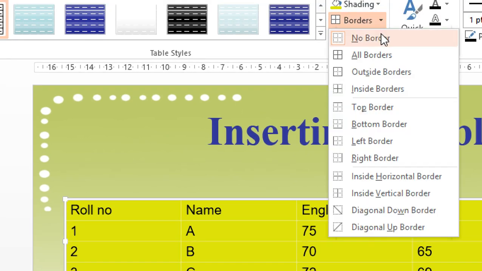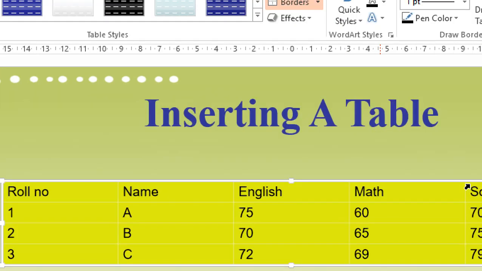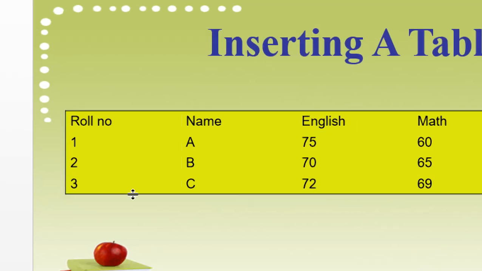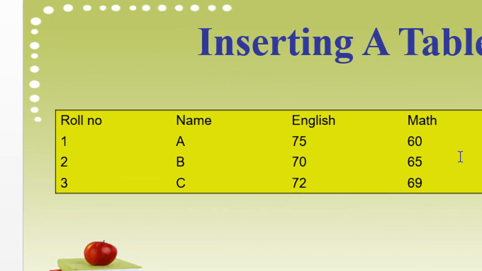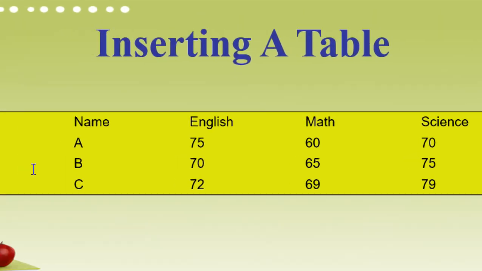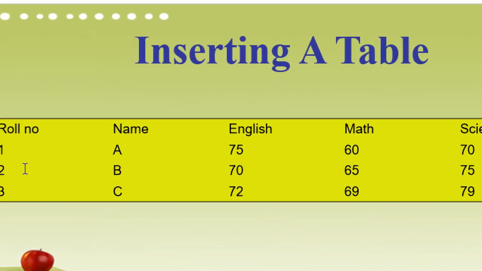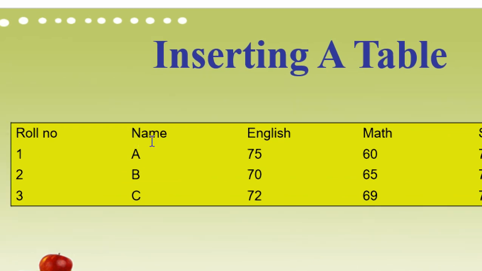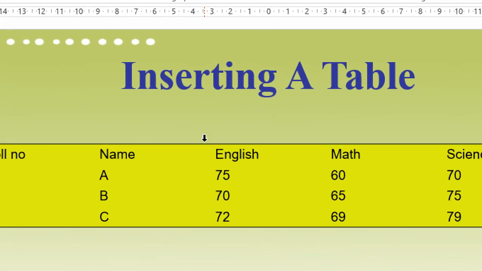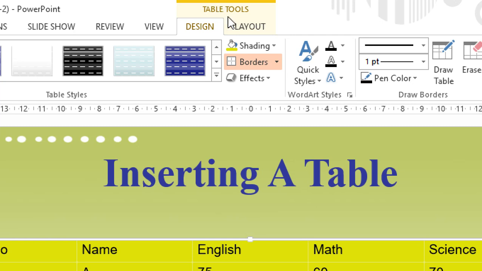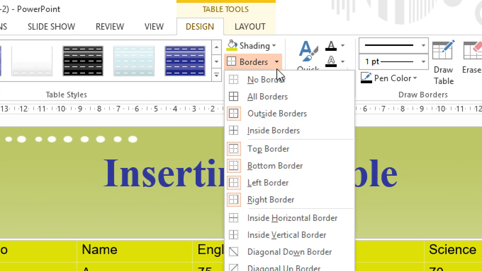Now the next option is outside border, which means you will get only the outside border and not a single border inside any cell. Clear everyone? You can see how it looks without the inside border, it is just the outside border. Clear everyone? Now first of all select this table, then there are so many options like this.